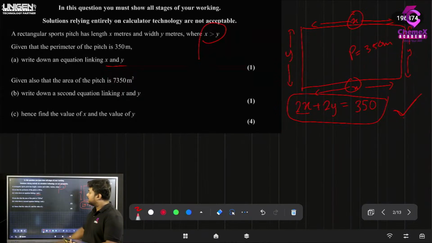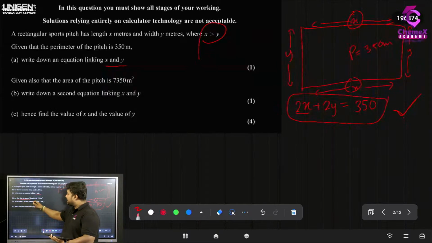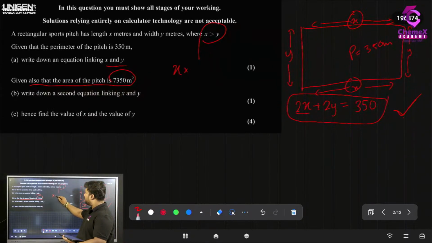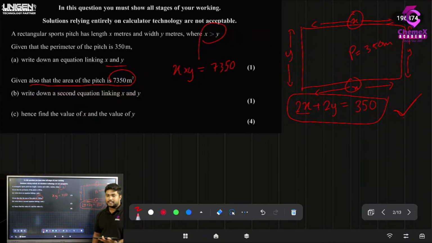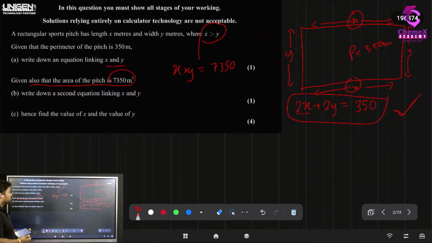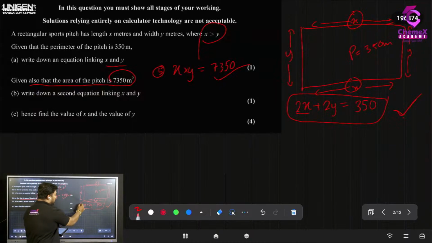Then the B part. Given also that the area of the pitch is 7,350. So you know that area is equal to length into width, right? So x into y is equal to 7,350. Okay, that's another equation. They say write down the equation in terms of x and y. So that's also done, right? This is the equation, that's the second, that means B part. This was actually the A part.